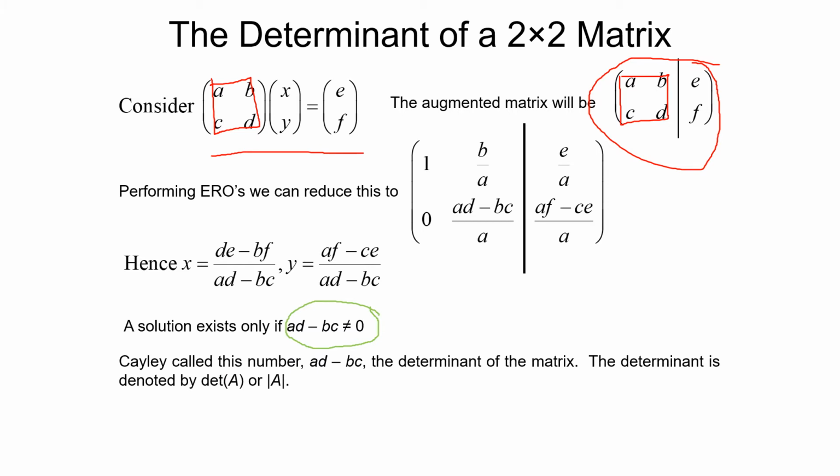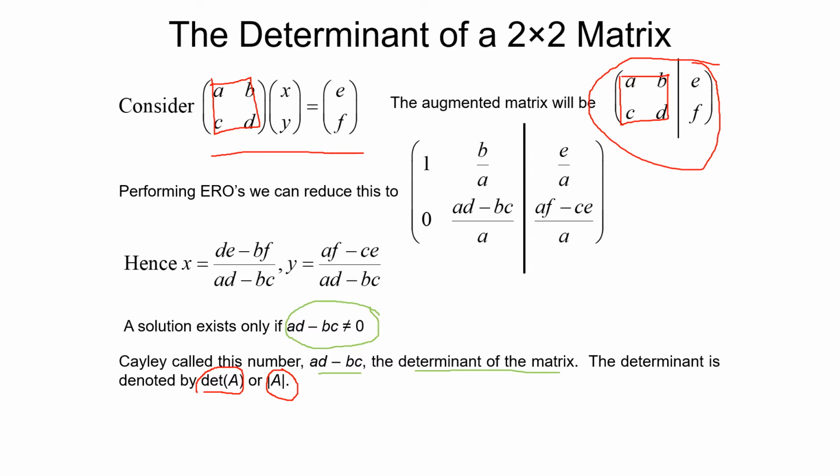So for example, AD minus BC is the determinant of the matrix. For the determinant, you can use the notation det A or modulus A. This simply refers to the determinant. It can be a 2 by 2, or next I will introduce to you a 3 by 3 matrix determinant.